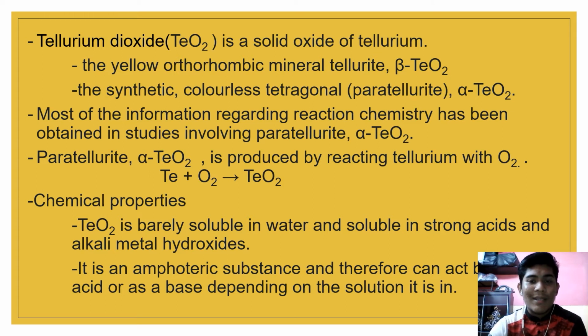Paratellurite is produced by reacting tellurium with oxygen. So the equation is tellurium would react with oxygen to form tellurium dioxide. Chemical properties: tellurium dioxide is barely soluble in water and soluble in strong acid and alkali metal hydroxide. It is an amphoteric substance and therefore can act as both an acid or a base depending on the solution.